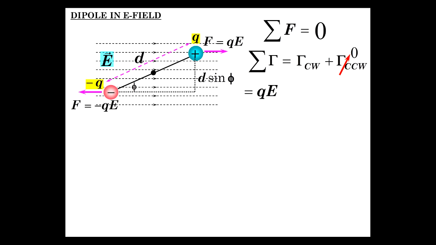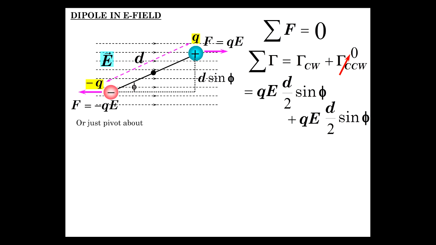So we could say it's QE, that's the force, times d over 2 sine of phi plus QE d over 2 sine of phi. Or just pivoted about the negative charge right here, which is kind of how the geometry is set up here anyway. So rotated about this point, and we just have torque is QE d sine of phi.